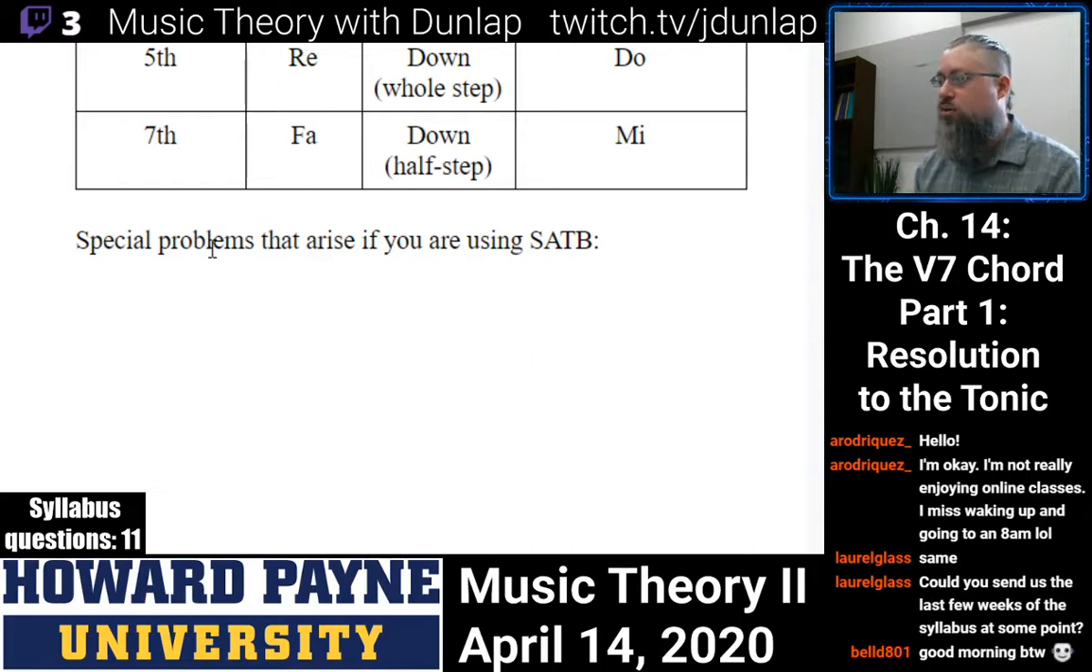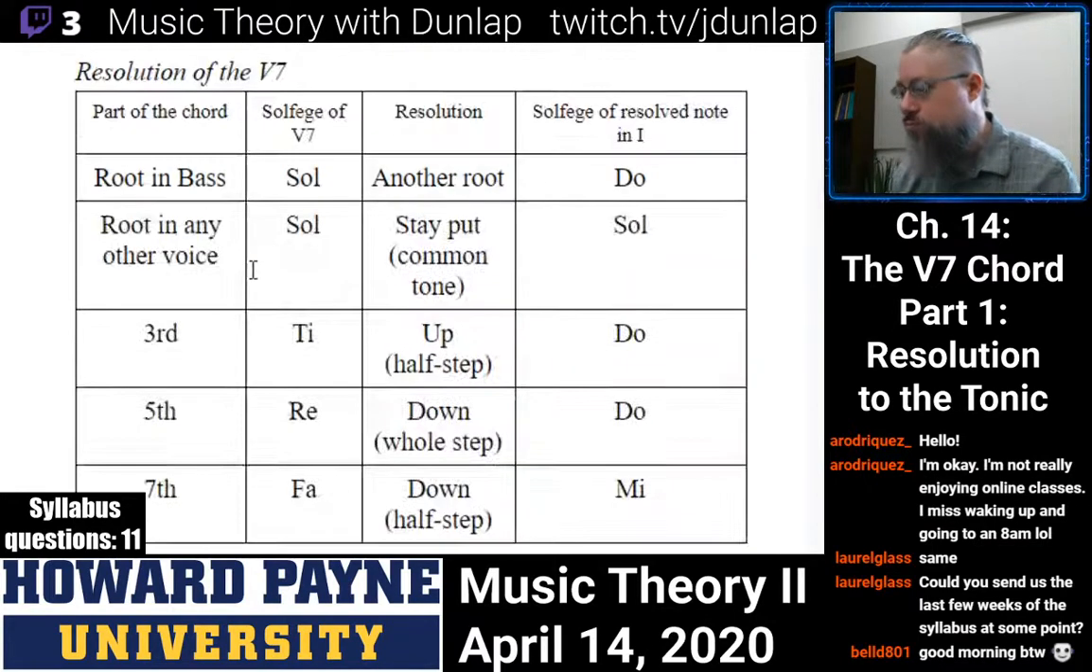So special problems that arise if you're using SATB, otherwise known as 4-voice resolution of the chords 5/7 to 1. The above chart is 5 notes leading to 4 notes. That doesn't work if you're doing SATB. So you have to pick 4 of them in the 5/7.